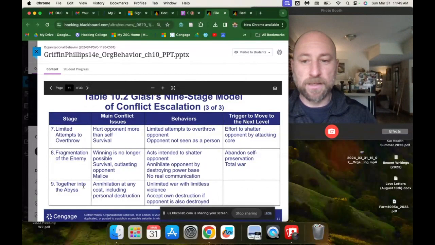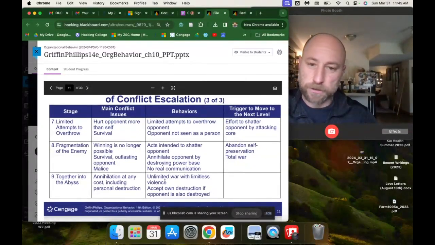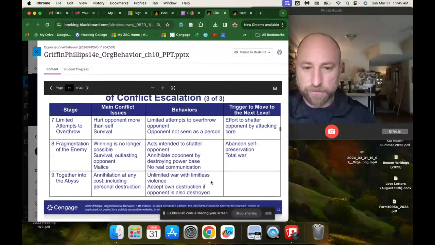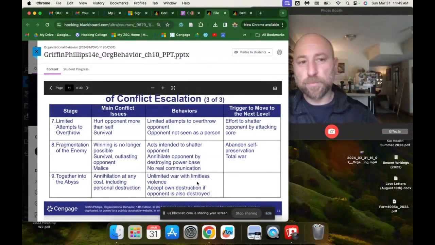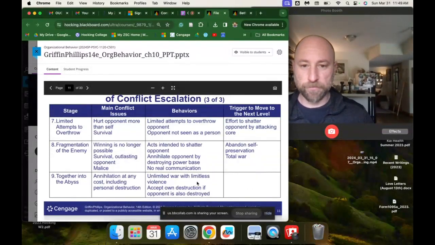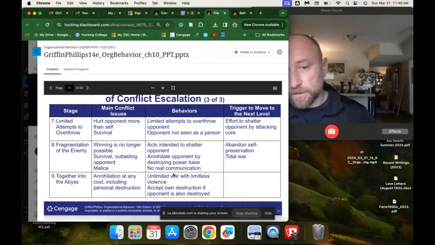And we move to the last stage, together into the abyss. Annihilation at any cost, including personal destruction. Unlimited war with limitless violence, except own destruction if opponent is also destroyed. So this is a very useful kind of framework, if not perfect to every situation. It really does capture a lot of what happens between romantic partners, between friends that have a falling out, between countries that have a disagreement and then a war, between people within organizations.